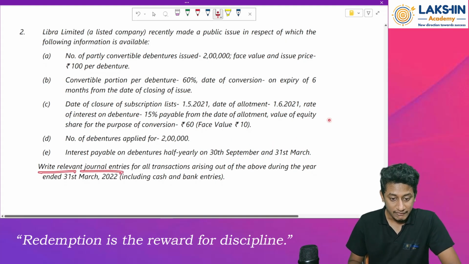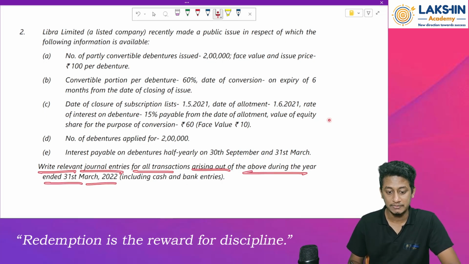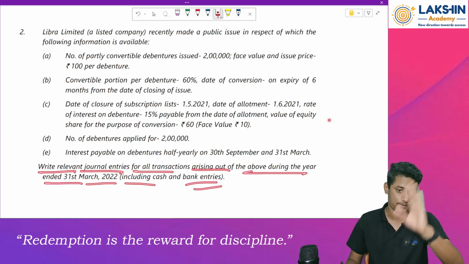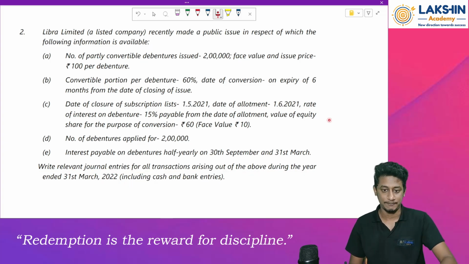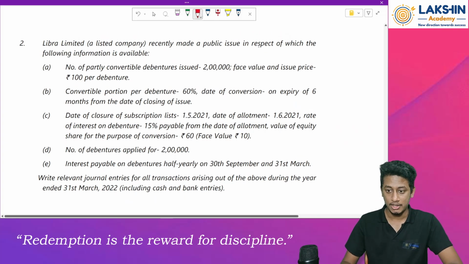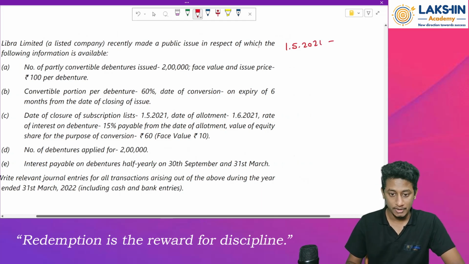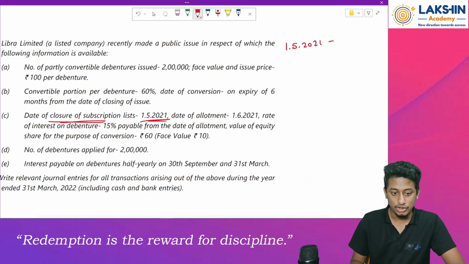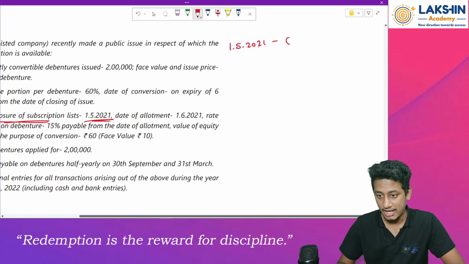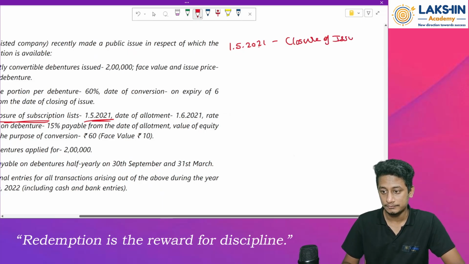Write the relevant journal entries for all the transactions arising out of the above during the year ended 31st March 2022, including cash and bank entries. Okay. First of all, we will design the time frame. Let's start. So first of all, on 1/5/2021, what has happened? Closure of subscription, right? Or I can write closure of issue of debentures.